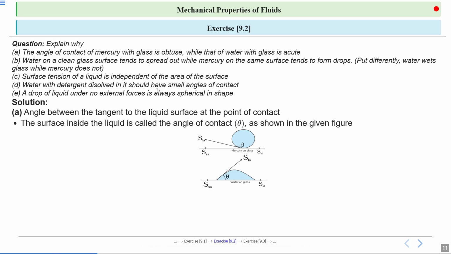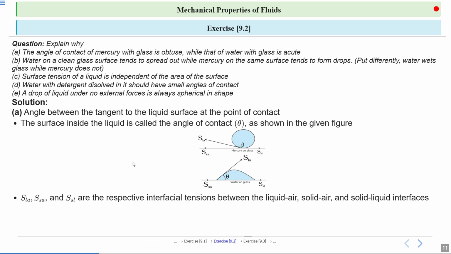Here in the figure, you can see the angle of contact, often labeled as theta. The tangent is drawn at the point where the liquid touches the solid surface. This angle tells us whether a liquid will wet the surface or not. For example, water on glass has a small angle of contact, while mercury on glass has a large obtuse angle.